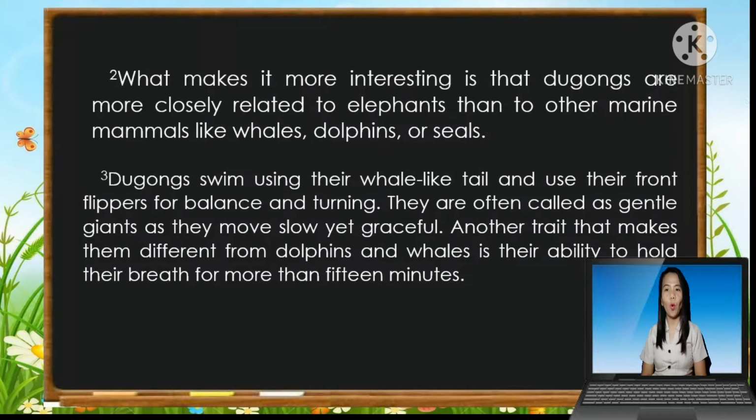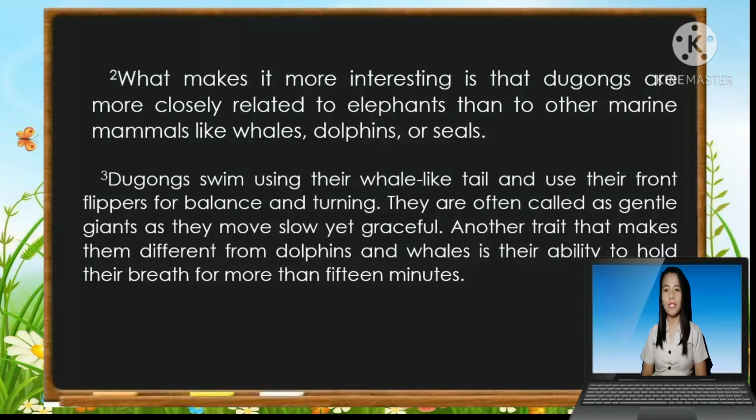What makes it more interesting is that dugongs are more closely related to elephants than to other marine mammals like whales, dolphins, or seals. Dugongs swim using their whale-like tail and use their front flippers for balance and turning. They are often called gentle giants as they move slow yet graceful.